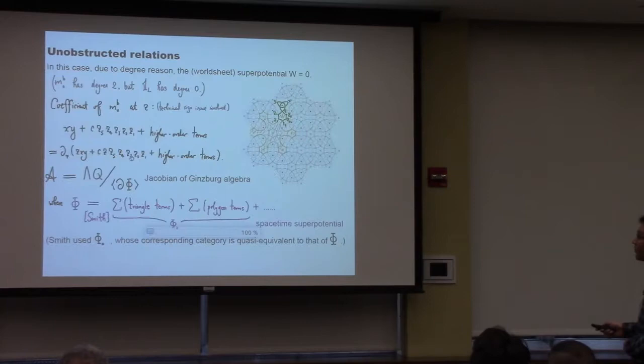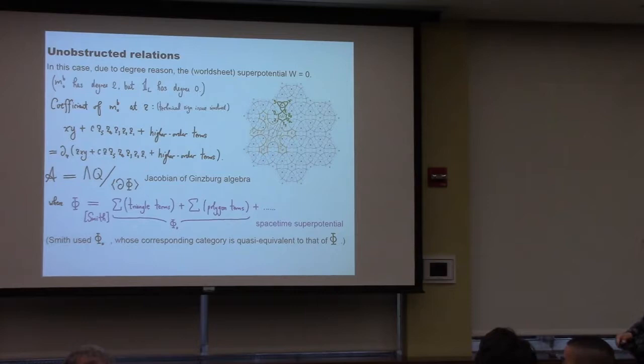Okay, now the next step is to study the unobstructed relations. In this case, the Bill-Shipp superpotential is just zero because N0B has to be degree 2. We take degree 1 deformations, and N0B has degree 2, but the fundamental class has degree 0. So in the Calabi-Yau case, W equals 0 for that reason, and we do not have to worry about the Bill-Shipp superpotential.